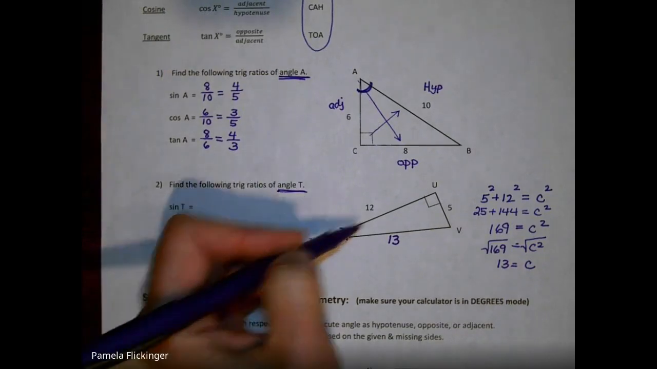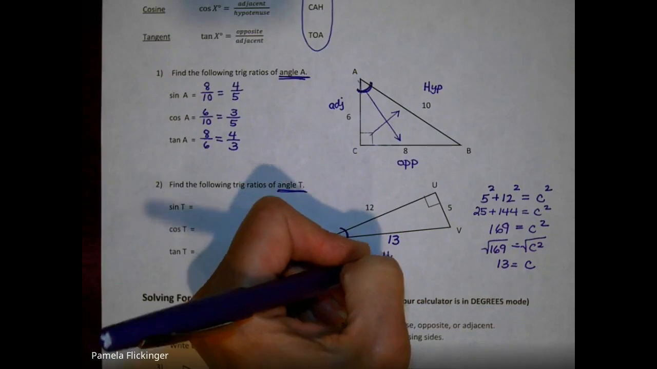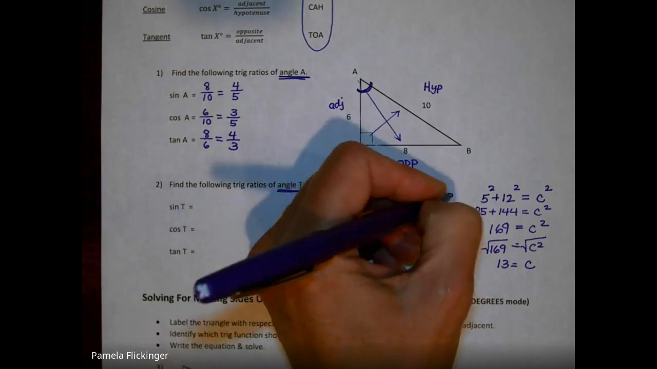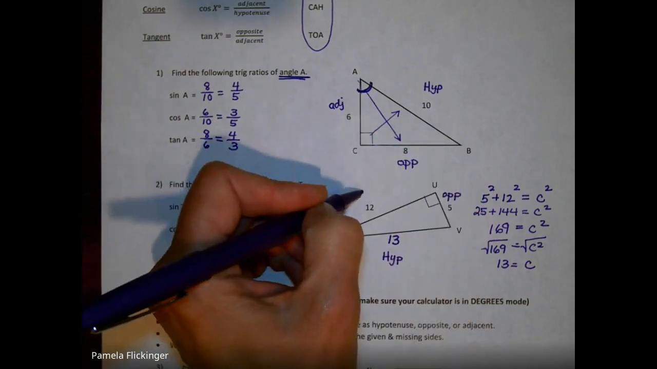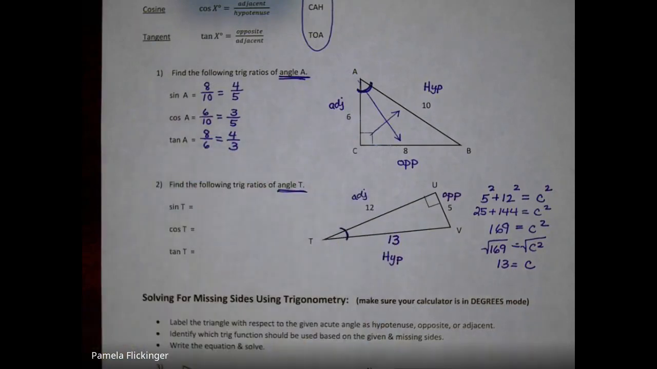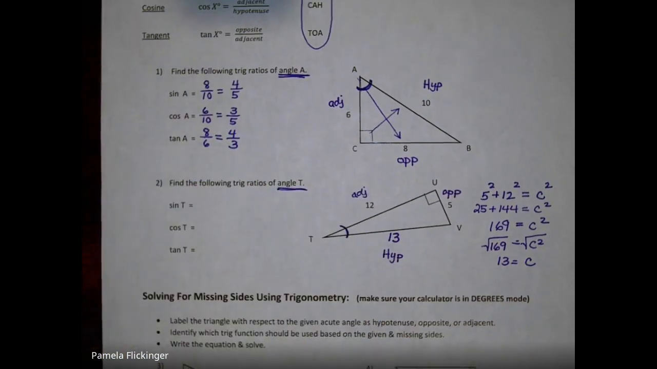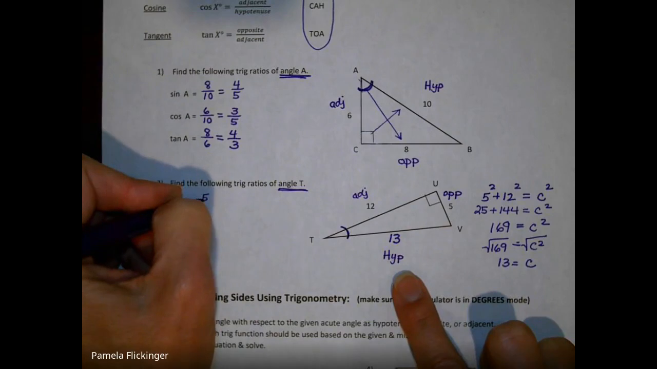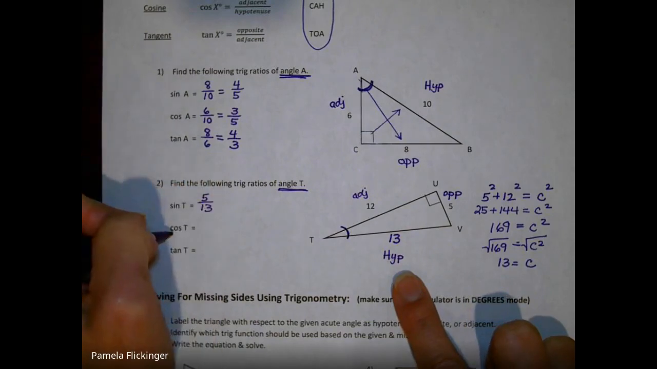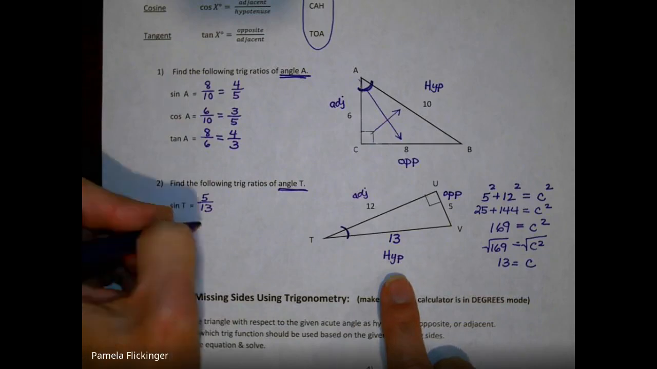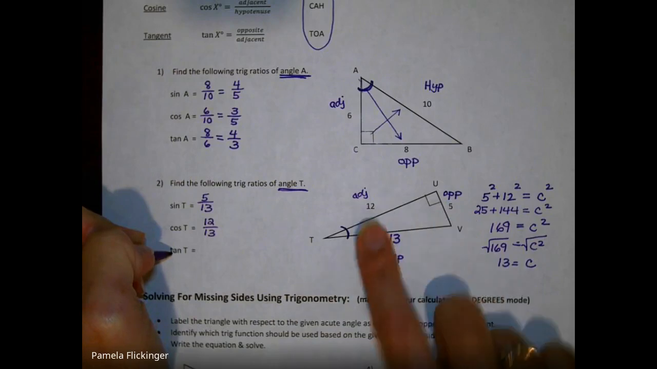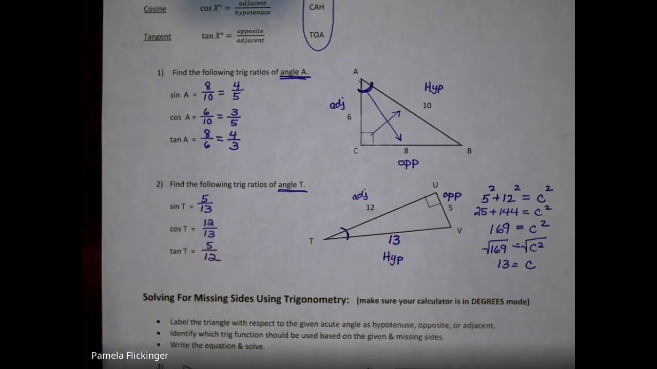With respect to angle T, 13 is the hypotenuse. The side opposite or across from T will be the opposite side. And the 12, which is part of that angle, is adjacent. Once I'm labeled, the sine of your angle is always opposite over hypotenuse, so 5 over 13. The cosine is always adjacent over hypotenuse, so 12 over 13. And the tangent is always opposite over adjacent, so 5 over 12. None of those need to be reduced, so you're done.